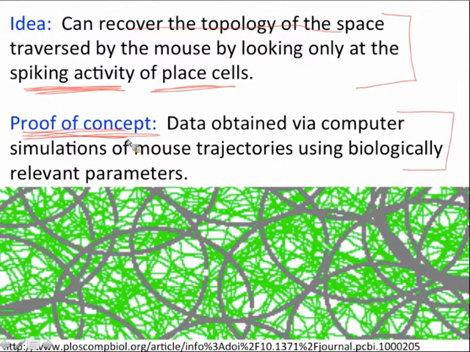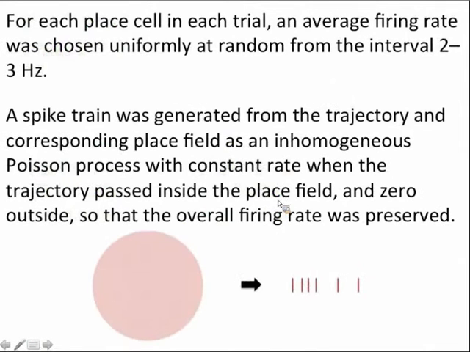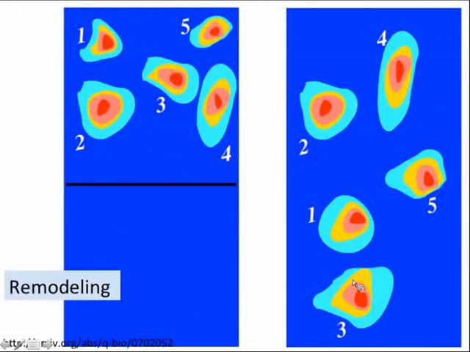In the two papers we're talking about today, the data will be obtained via computer simulations using biologically relevant parameters. They don't do the models exactly the same way, but there's a lot of similarity between the two models. In the 2008 paper, these were the different environments that they looked at. They generated a random walk, they generated the place field locations, and from that they outputted spiking data, added some noise, and then got their spiking data.